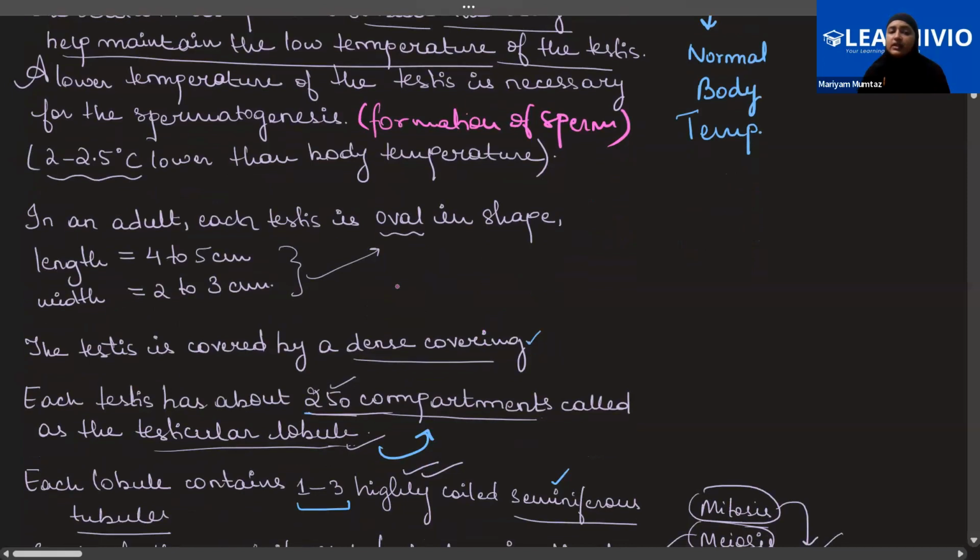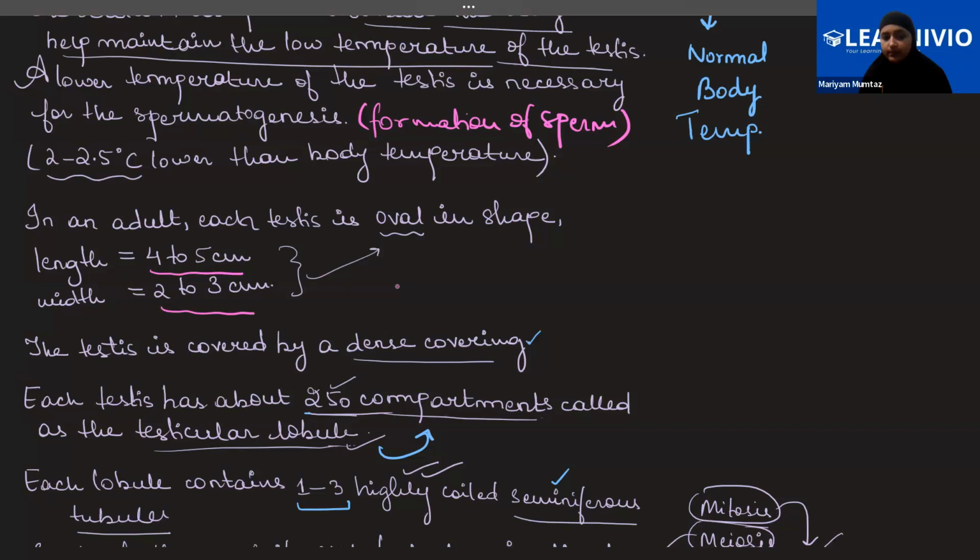Now, in an adult, each testis is oval in shape. The length is from 4 to 5 centimeter. The width is from 2 to 3 centimeter. It is covered by a dense covering.